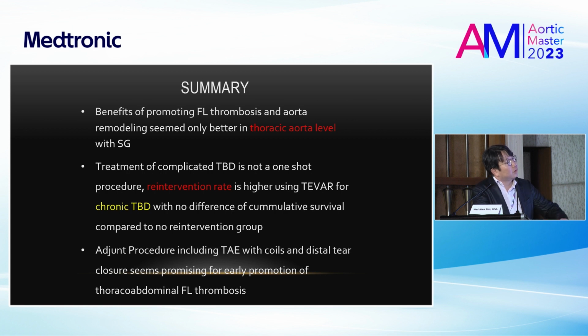So, summary of my talk: the benefits from promoting false lumen thrombosis and aortic remodeling seem better only at the thoracic aortic level with stent graft. So you need to treat it, not just with a one-shot procedure. Maybe the reintervention rate is high, but the cumulative survival doesn't get lower due to the reintervention. And I think adjunct procedures like TAE or distal tear closure are promising for promoting early thrombosis. So I think this could be one of the ways to treat this kind of patient. Thank you for your attention.